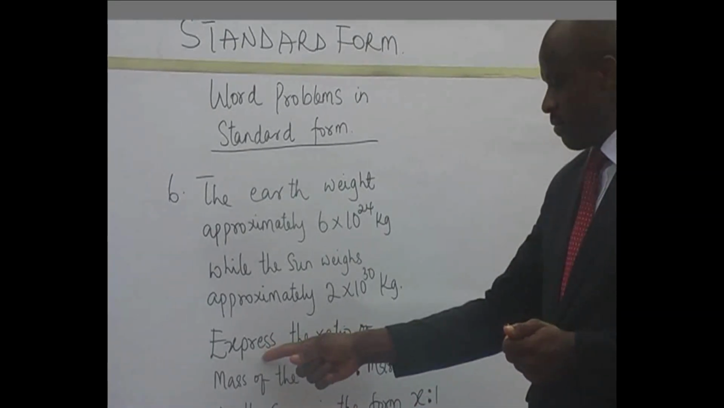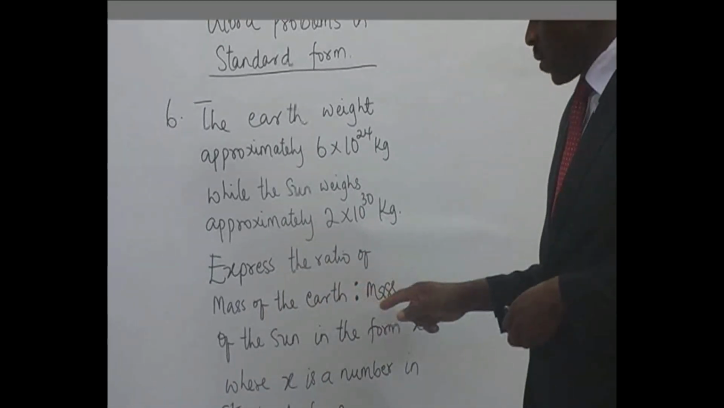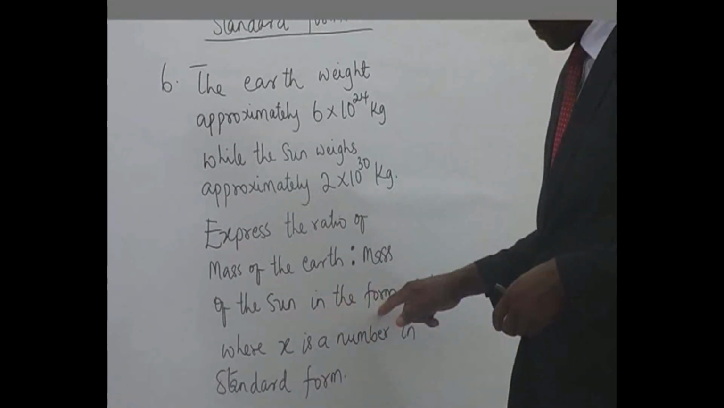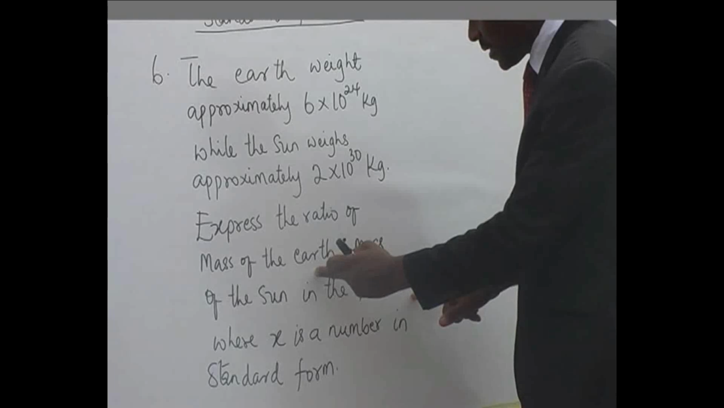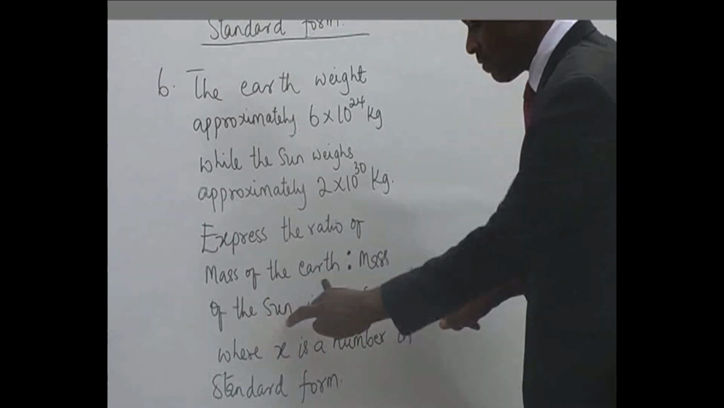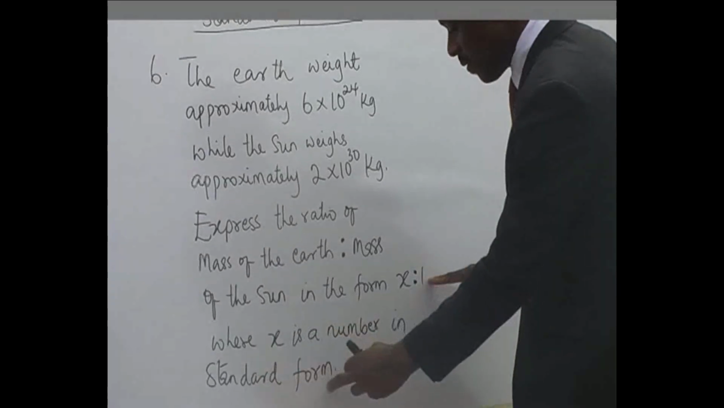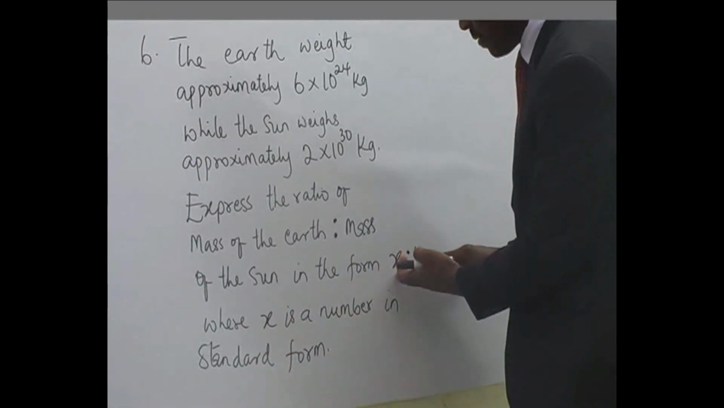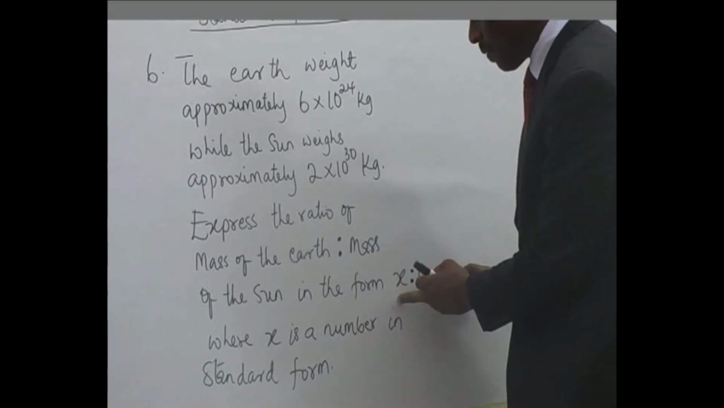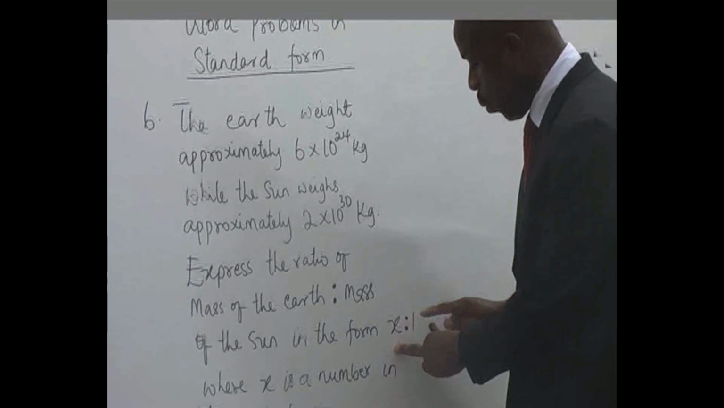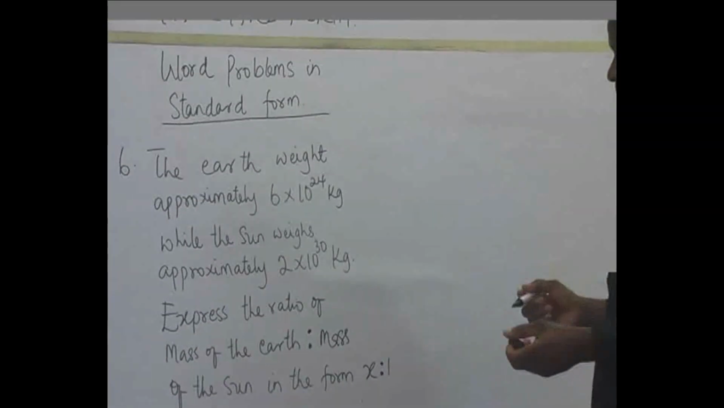The question says, which is very important to me and to you, that we should express the ratio of the mass of the earth to the mass of the sun in the form x is to 1. That means, pay very acute attention, the mass of the earth should be on the left hand side representing x, while the mass of the sun should be on the right hand side representing 1, where x is a number in standard form. That's just another way of telling you that whatever you have as the ratio of the mass of the earth, which should come first, let it be in standard form, and it should be E is to 1, the mass of the sun.